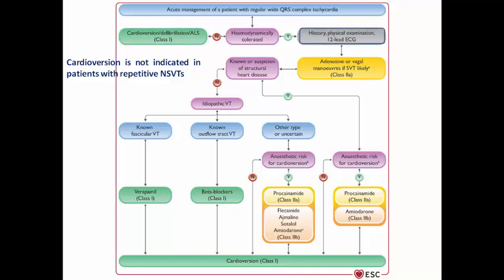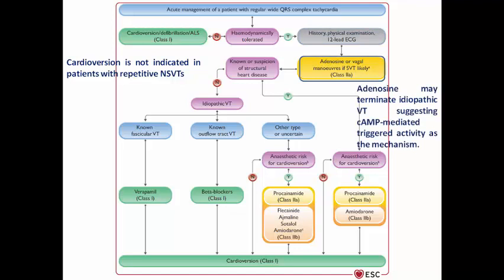But if the patient is hemodynamically stable, take a rapid history, perform a rapid examination, and do an ECG to capture the tachycardia. You can give adenosine or start a vagal maneuver if SVT with aberrancy is suspected. And remember that adenosine does not only terminate SVT, it may terminate idiopathic VT, suggesting cyclic AMP mediated triggered activity as a mechanism. After that, you can decide whether this patient is known or suspected to have structural heart disease.